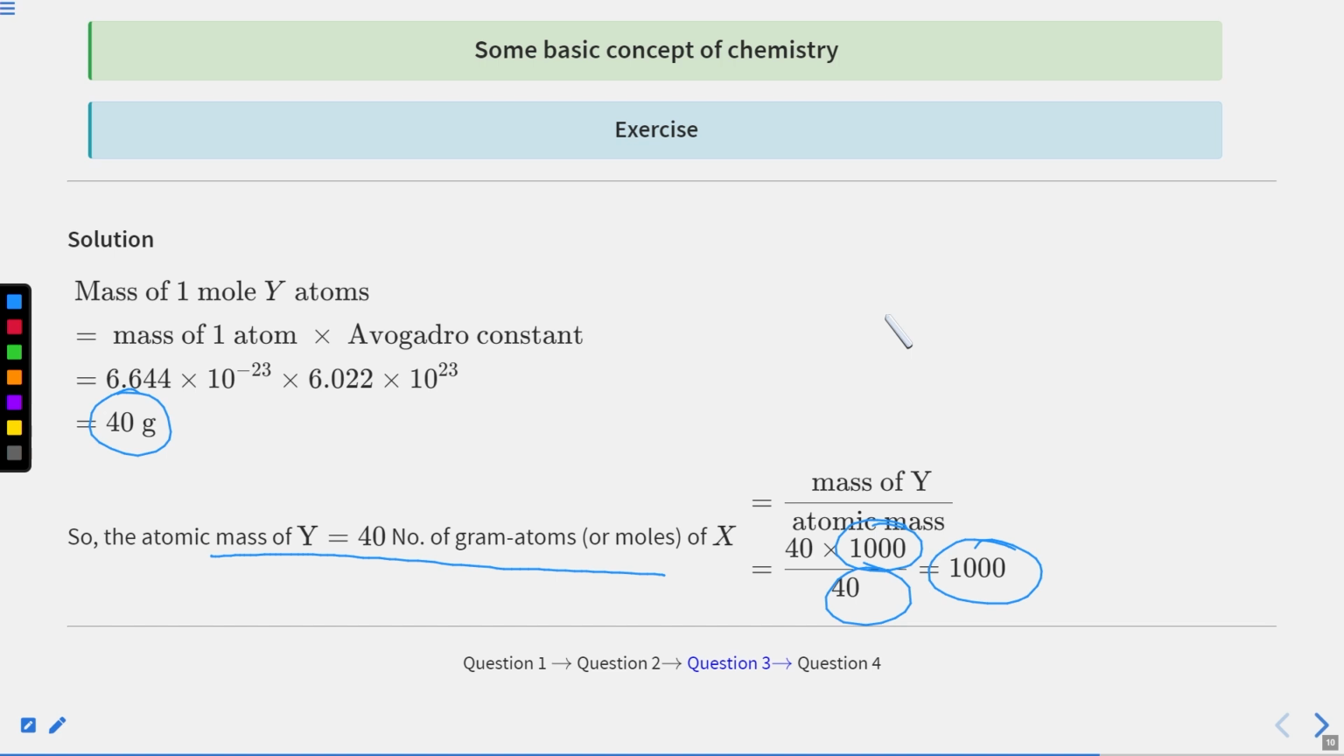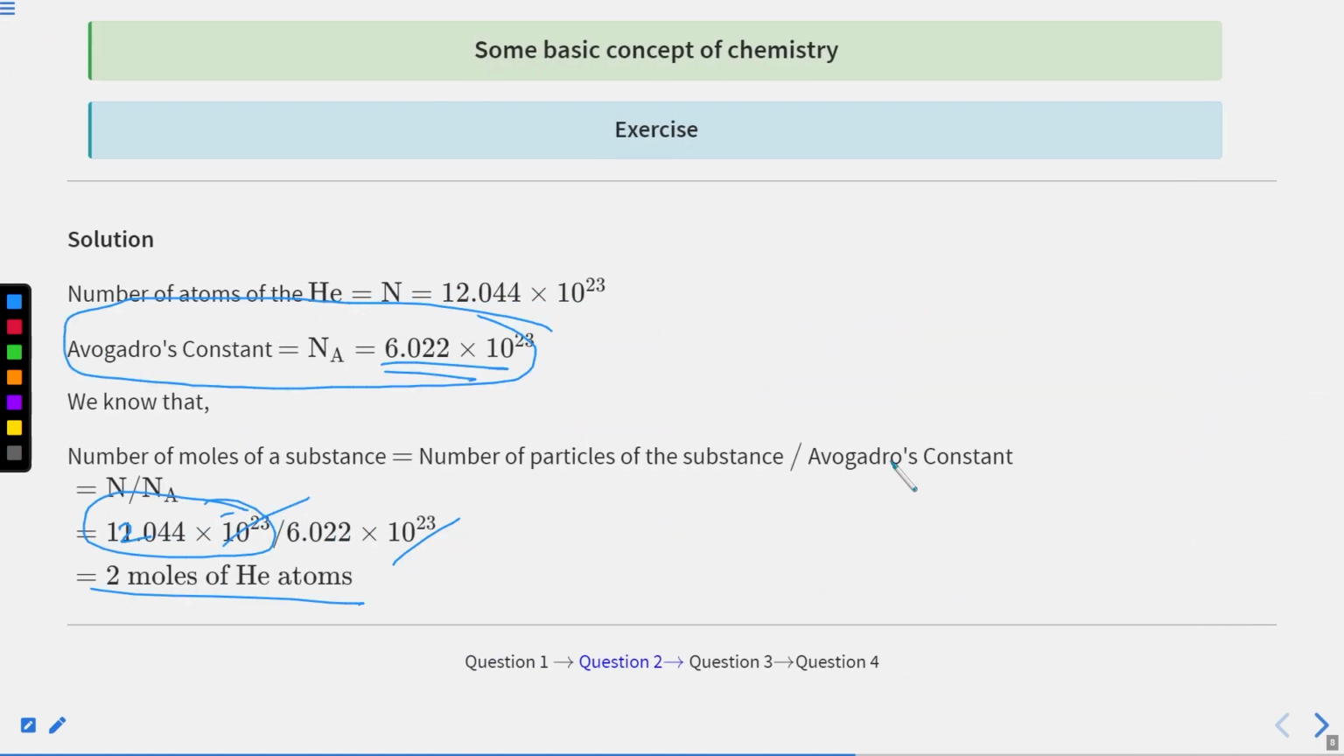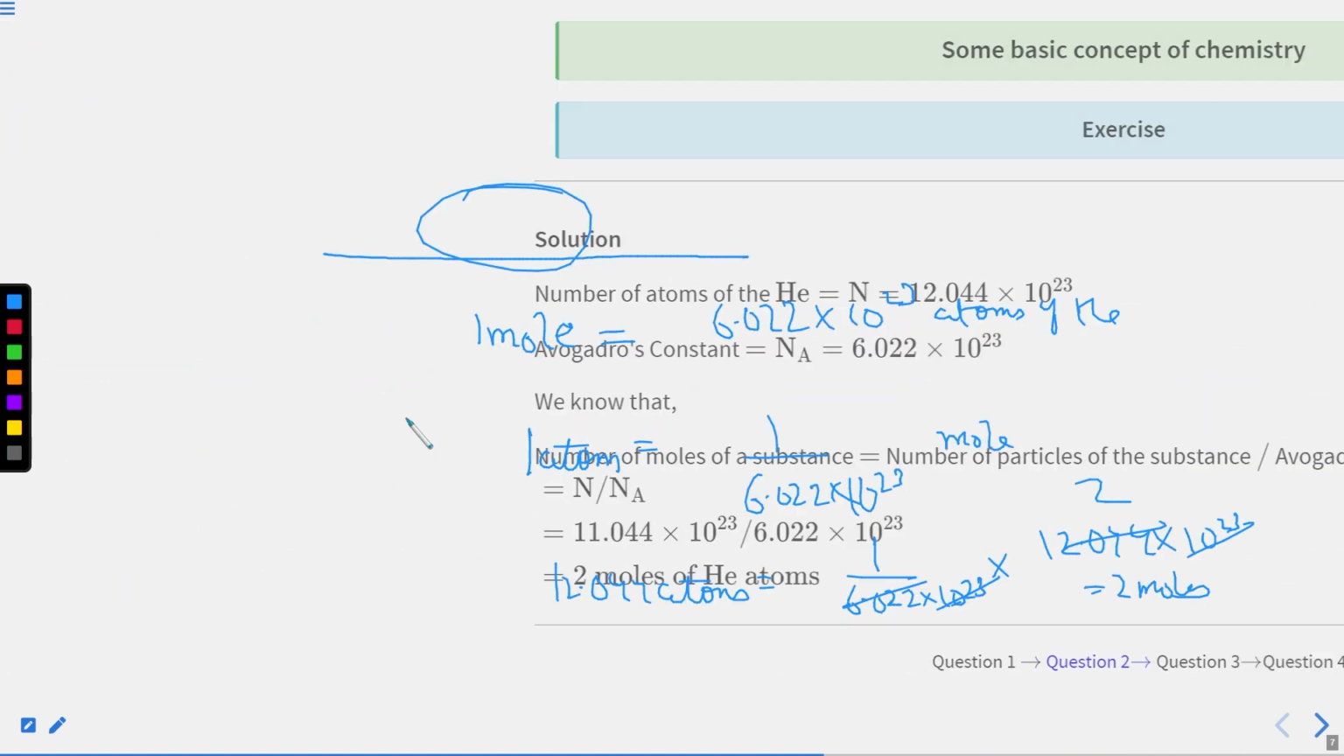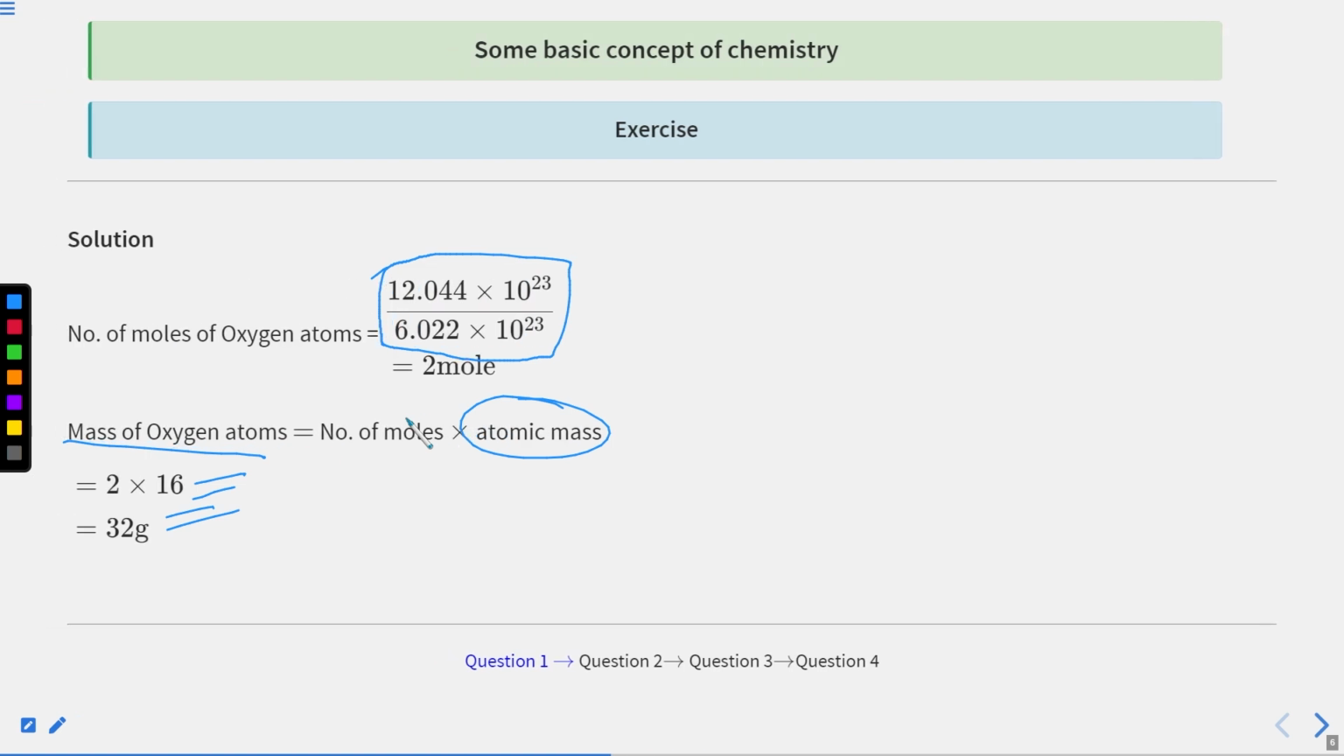So here we have used it, given mass by atomic mass. Or if you talk about this question also, we have used this, given mass, number of moles.